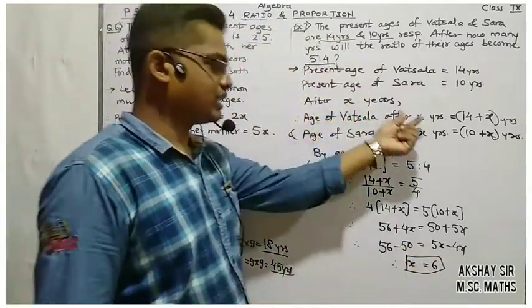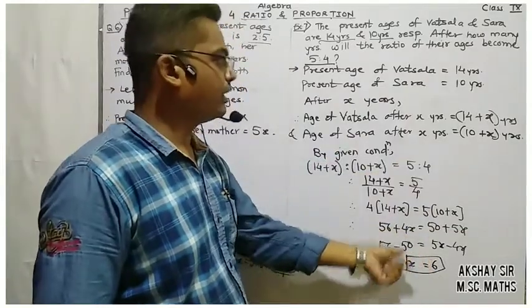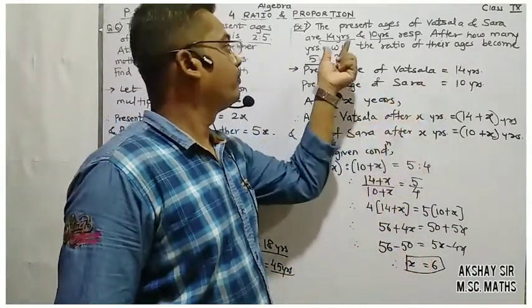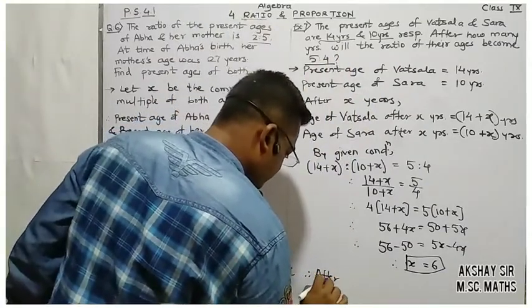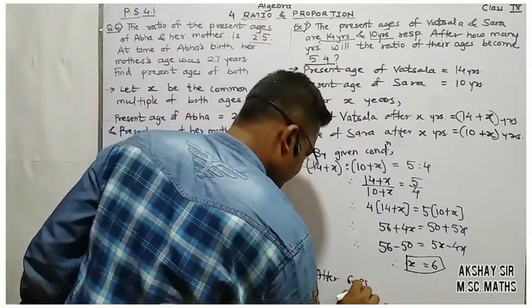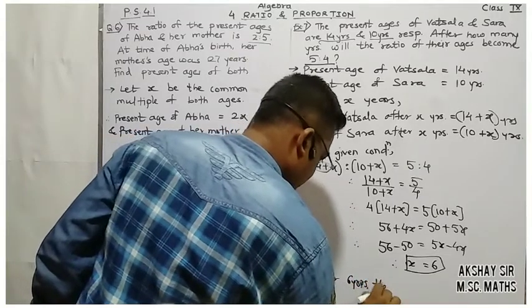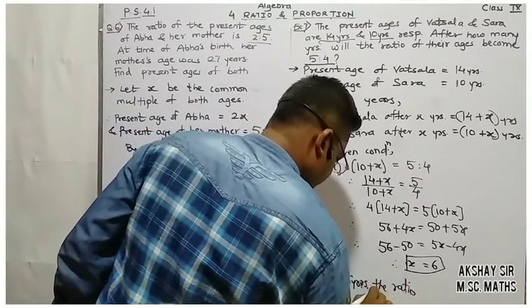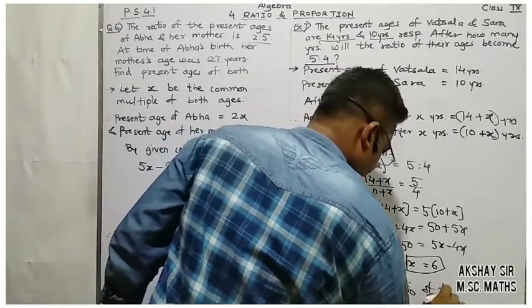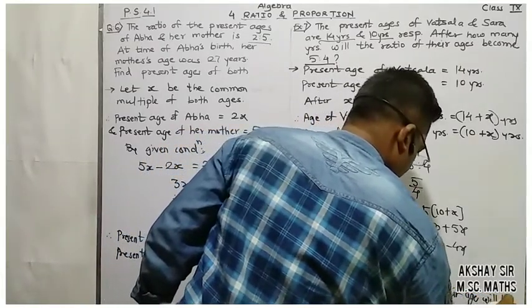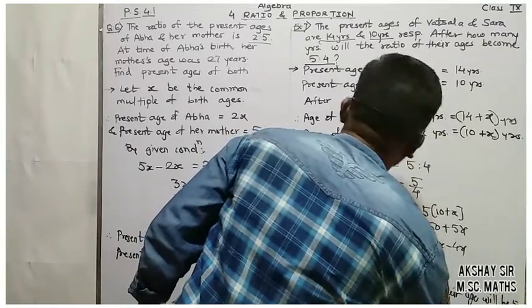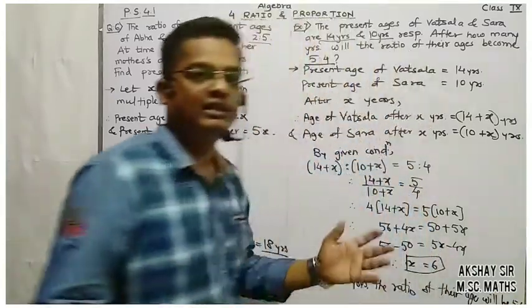That means after 6 years the ratio of their ages will be 5 as to 4. That's it for the solution.